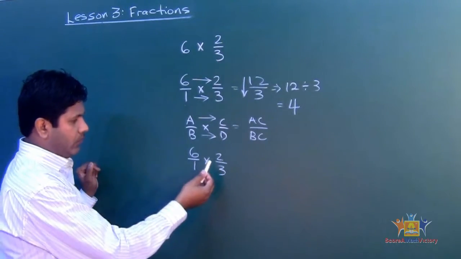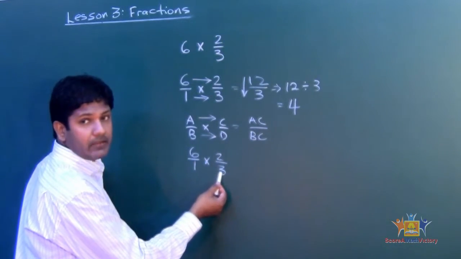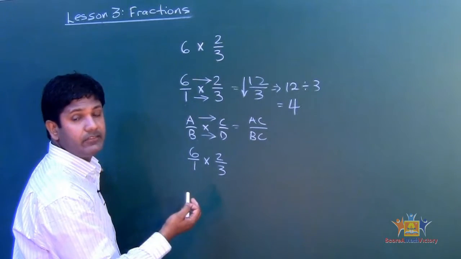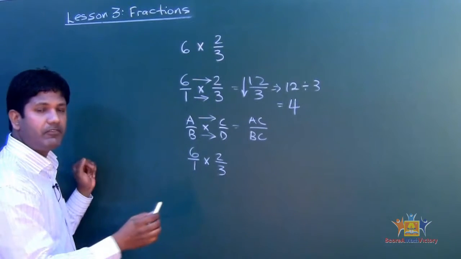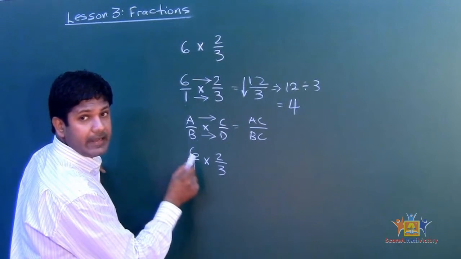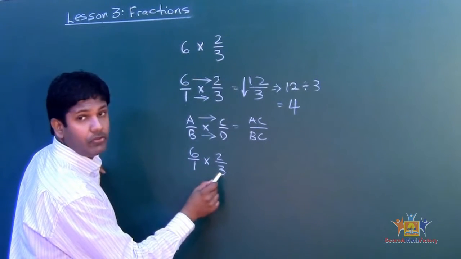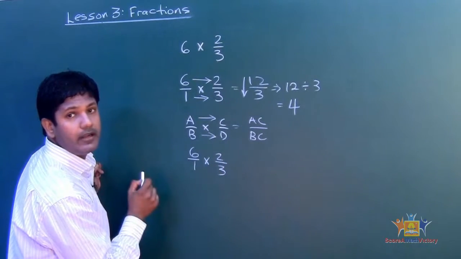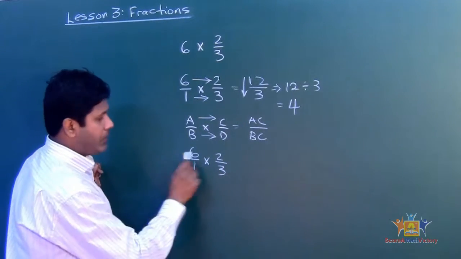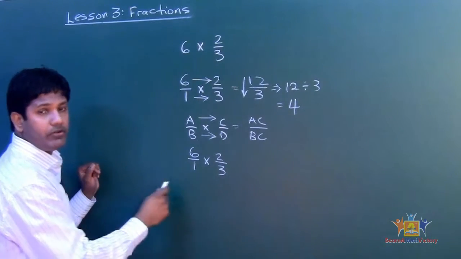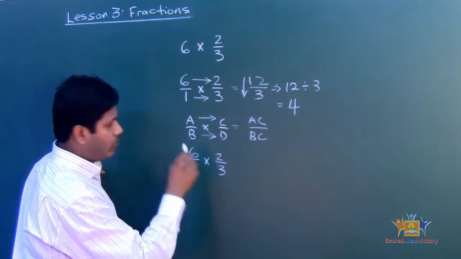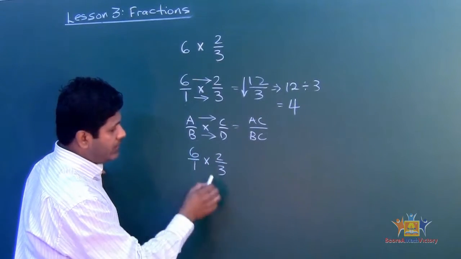Well, Mr. Mac, 2 over 3 I cannot simplify, 6 over 1 I cannot simplify, but there's another direction you need to see if you can simplify, which is this way. The diagonal: 6 and 3, 2 and 1. You're allowed to do that, but never ever try to do horizontal. You cannot use the horizontal, only vertical or diagonal.